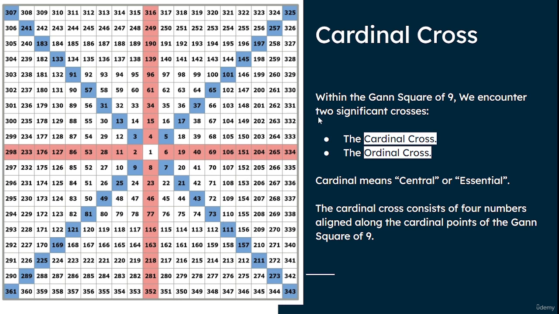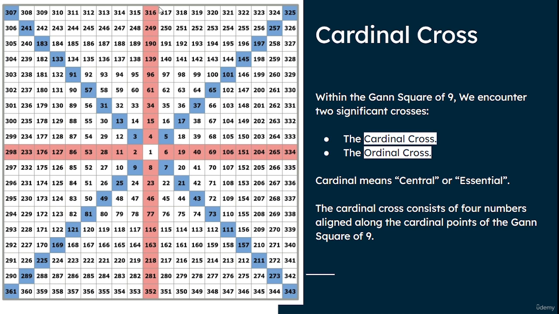Now, within the Gann square of 9, we encounter two significant crosses. You have already seen these lines when I was opening the Gannzilla software. Here the lines are colored differently. One is the cardinal cross and one is called the ordinal cross.